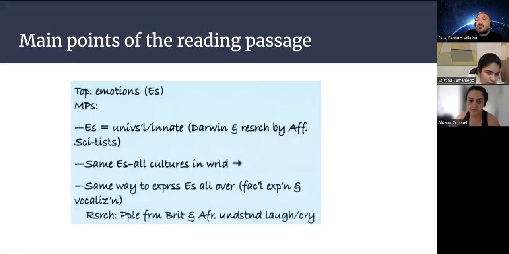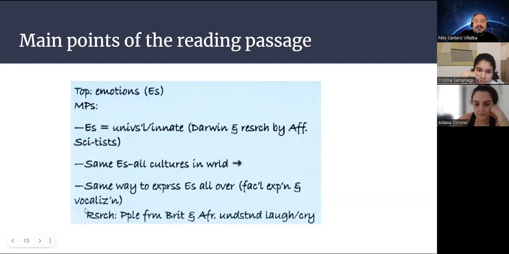Let's move on to the main points in the reading passage, just to make sure that you know what to listen for. So the topic is emotions. And the 3 key points are that emotions are universally innate, according to Darwin and other research by affective scientists. The other key point is that we have the same emotions in all the cultures around the world. And that is repeated, right?